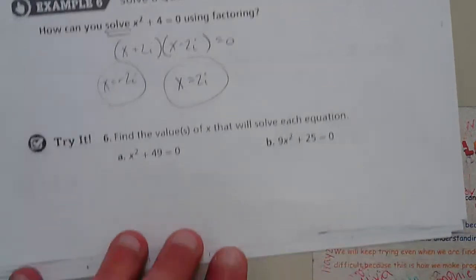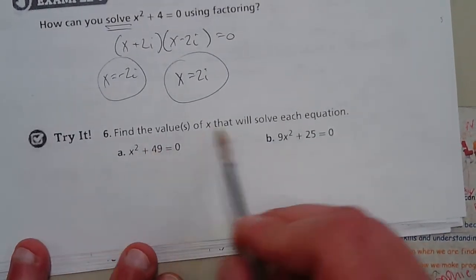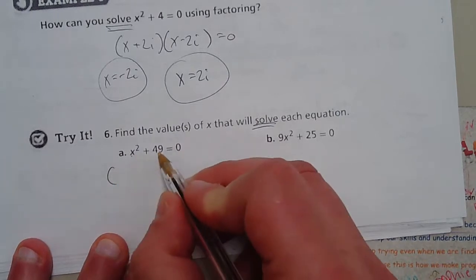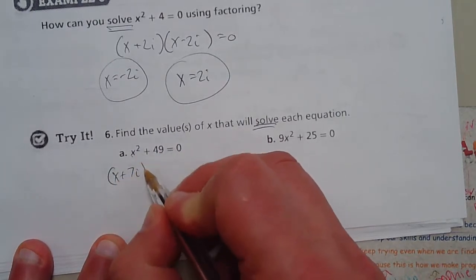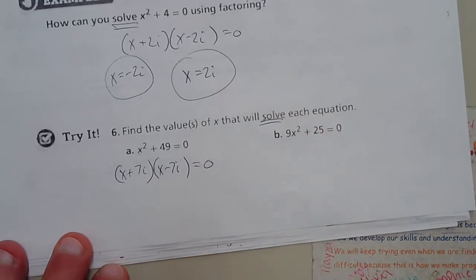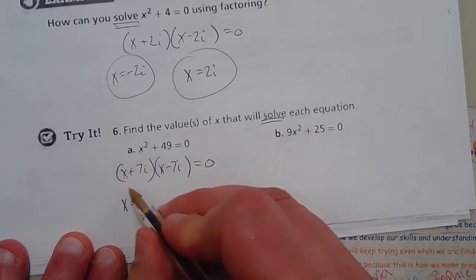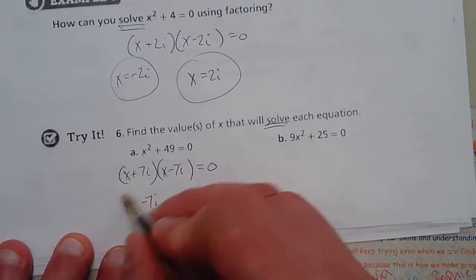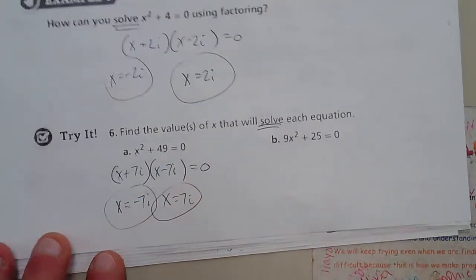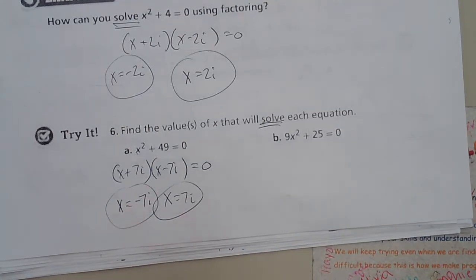Okay, the last couple here, more of the same. All these are saying find the values that will solve it. So we're going to factor. So take the roots of these. This will be x plus 7i, x minus 7i, equal to 0. So solutions would then be, what's going to make this part equal 0? That's a negative 7i. What's going to make this equal 0? Positive 7i. And you notice these usually are going to come in pairs like this, opposite pairs, positive and negative of the same imaginary solution.